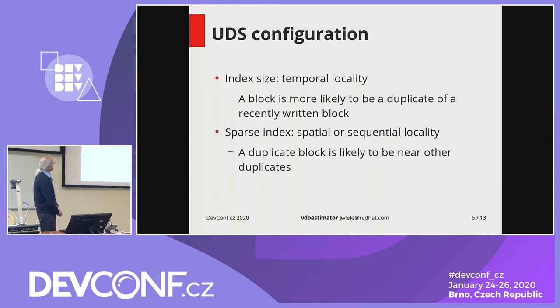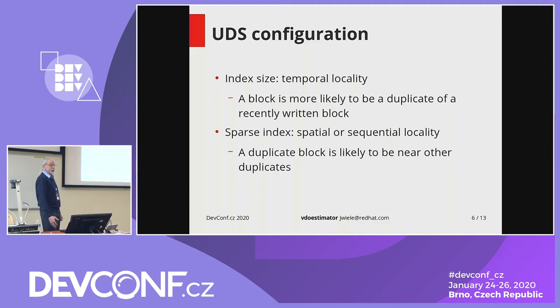Back up for a second, when you are creating a VDO device, there are several things you can specify to size the deduplication index for that VDO volume. This depends on some convenient properties of real world data sets. There is temporal locality, which means that a block that's written is much more likely to be a duplicate of a block that was written recently as opposed to a block that was written a long time ago.